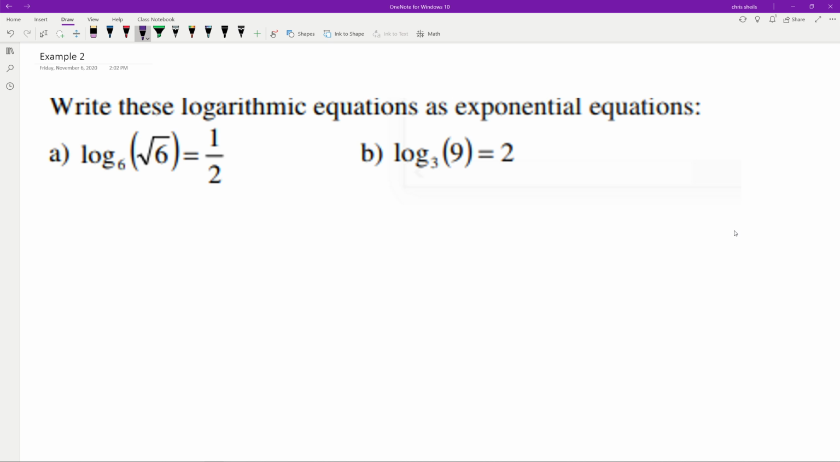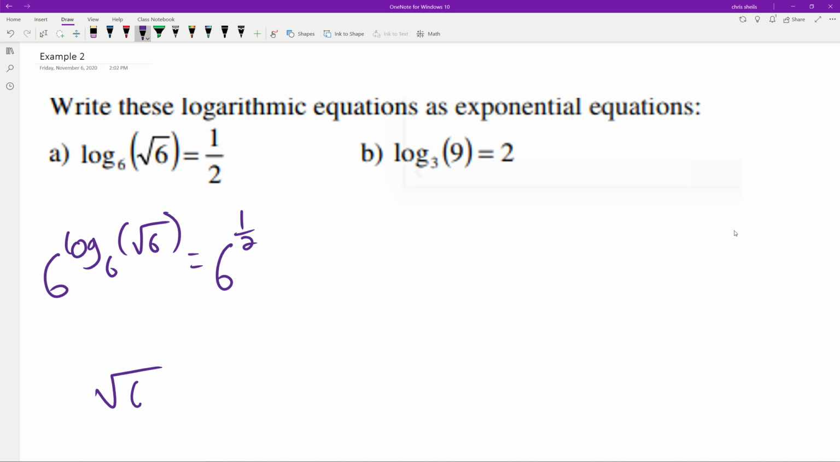my logarithmic base here is 6, so the base of my exponential function here is going to be 6. So I'm going to take 6, and I'm going to raise it to the power of the left-hand side. And this is equal to 6 raised to the power of the right-hand side. Because on the left-hand side, my exponential and logarithmic bases match, I'm left with just what's inside of that logarithm. It's square root of 6. This is equal to 6 to the 1/2.